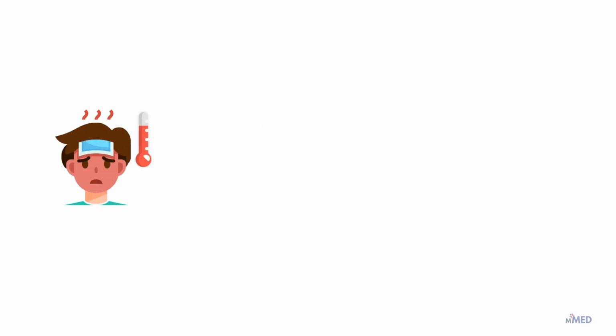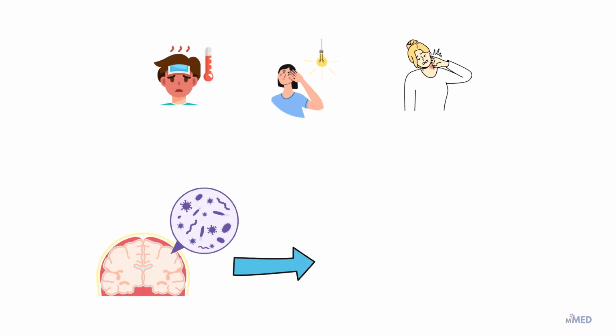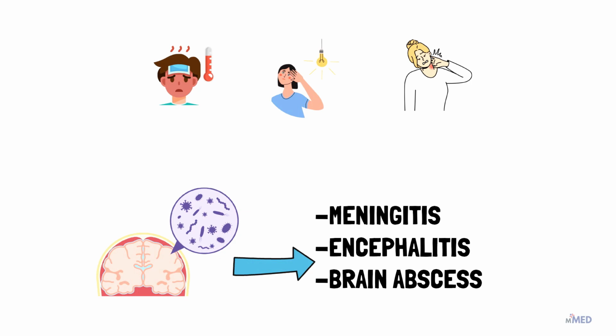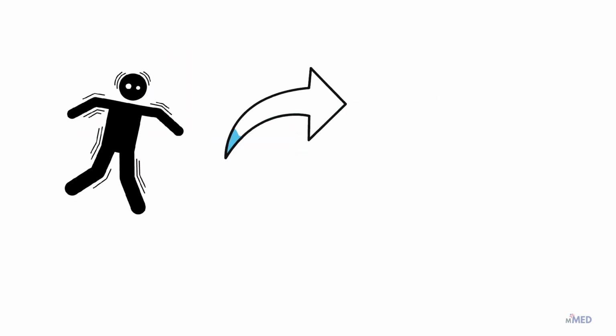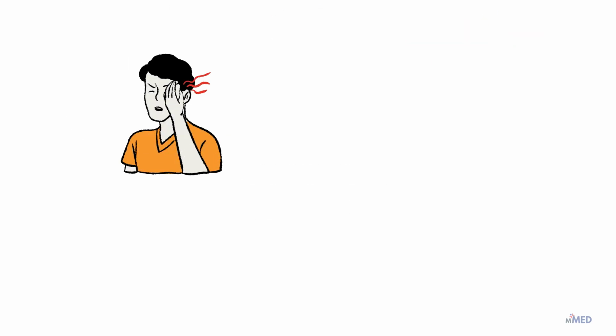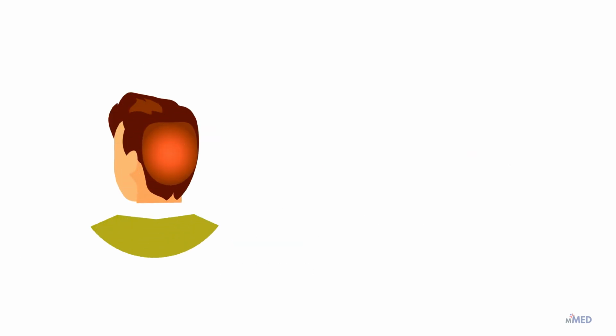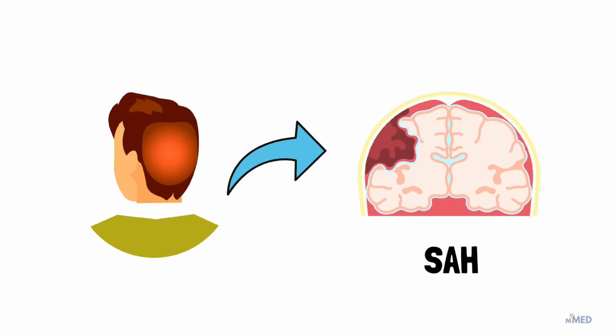There are some key red flags associated with a headache indicating a possible serious underlying cause. Fever, photophobia, or neck stiffness may be indicative of meningitis, encephalitis, or brain abscess. New neurological symptoms could imply a hemorrhage or tumors. Visual disturbance can lead you to suspect giant cell arteritis, glaucoma, or tumors. Sudden onset occipital headache can be indicative of subarachnoid hemorrhage.